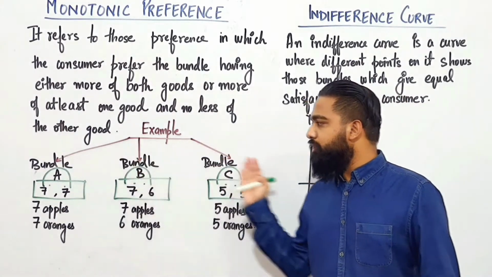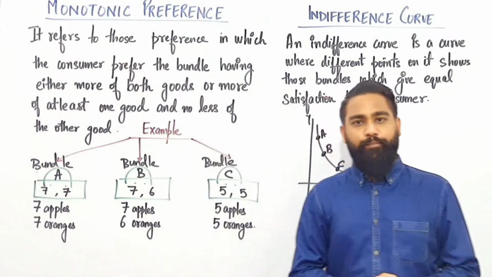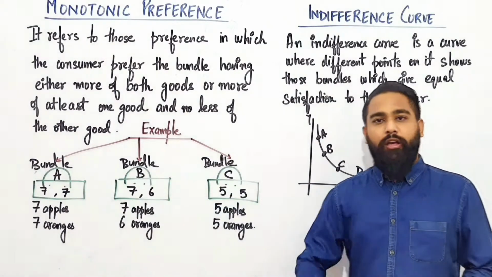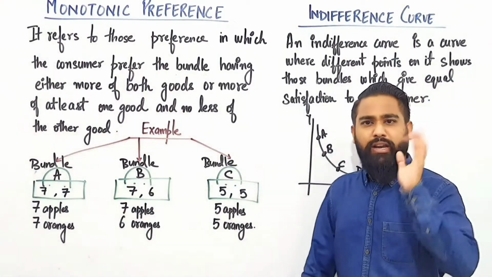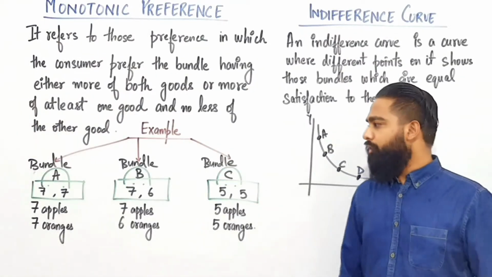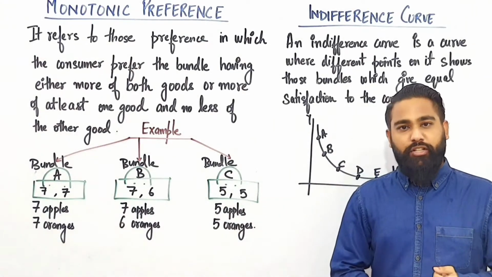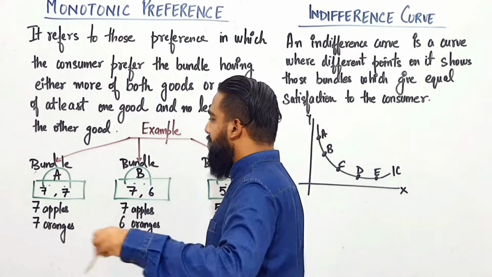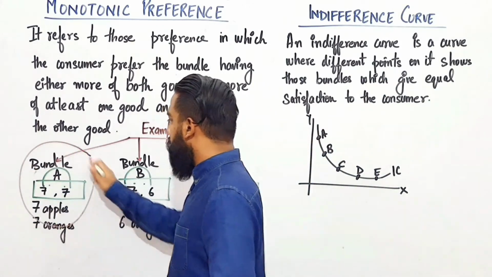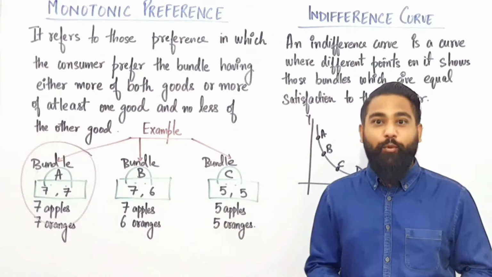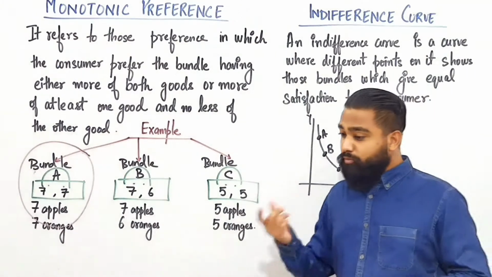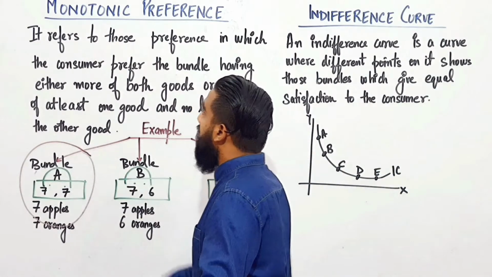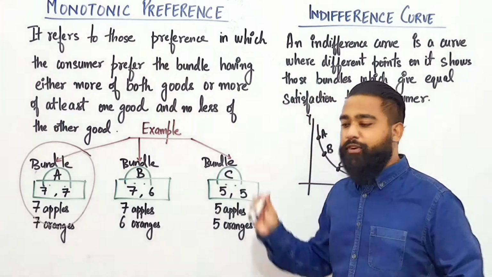Now which one of these bundles are you going to select? Honestly, tell me honestly. Which one are you going to suggest or select? Obviously, you are going to select this bundle. Why? Because it has more apples and more oranges. Obviously, that's the point, and that's the monotonic preference.